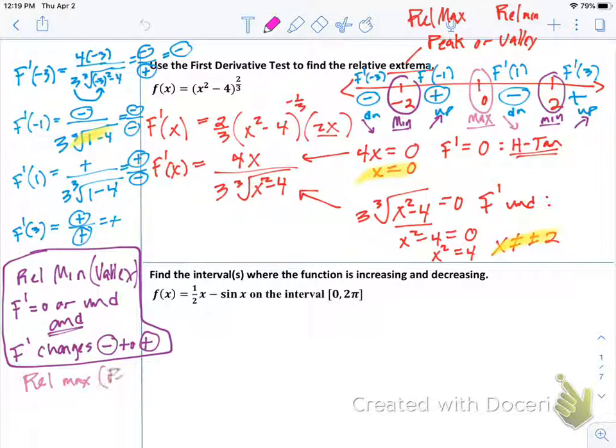Our peak happens when f prime is 0 or undefined. And the "and" is important, not just the change. And it's not just that the derivative is 0 or undefined. You have to show this change. F prime changes in the order from positive to negative. You go uphill on the left and downhill on the right. So positive to negative. Got them.